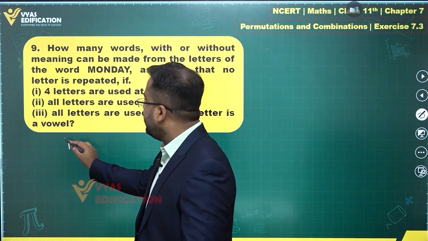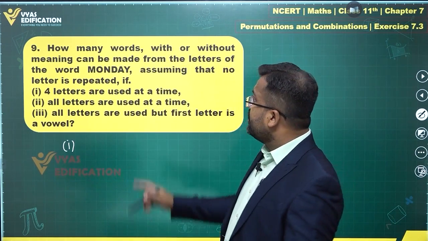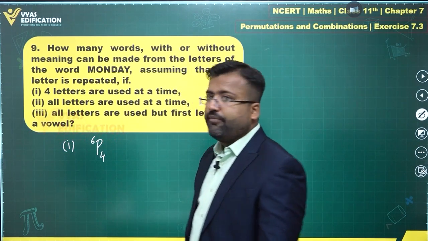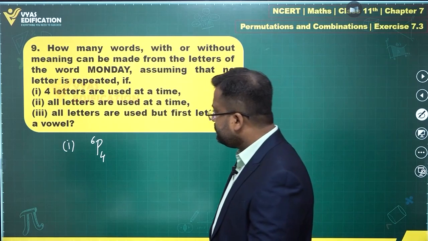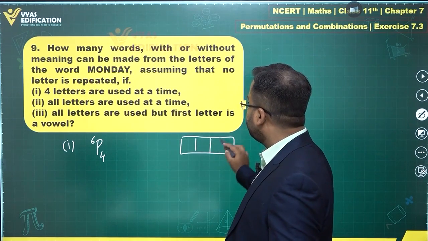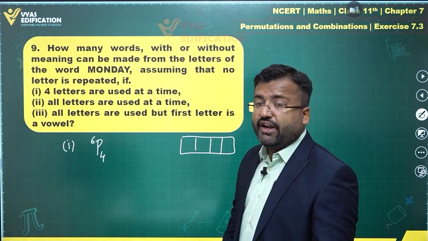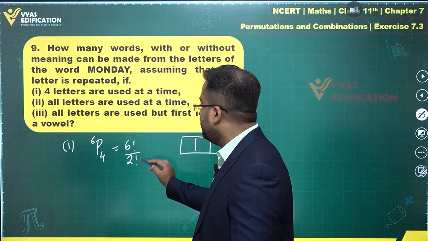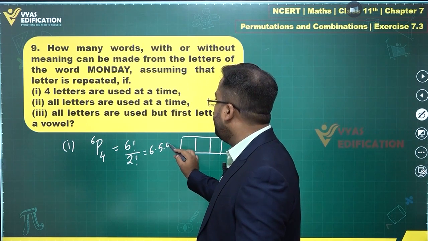The first part and the second part seem very simple. You have 6 possibilities and only 4 letters are used. This is 6P4, arrange 4 out of 6. Or alternatively, we could have filled these 4 boxes using alphabets from MONDAY. This is 6P4, which is 6 factorial upon (6 minus 4), 2 factorial. This is 6, 5, 4, 3.